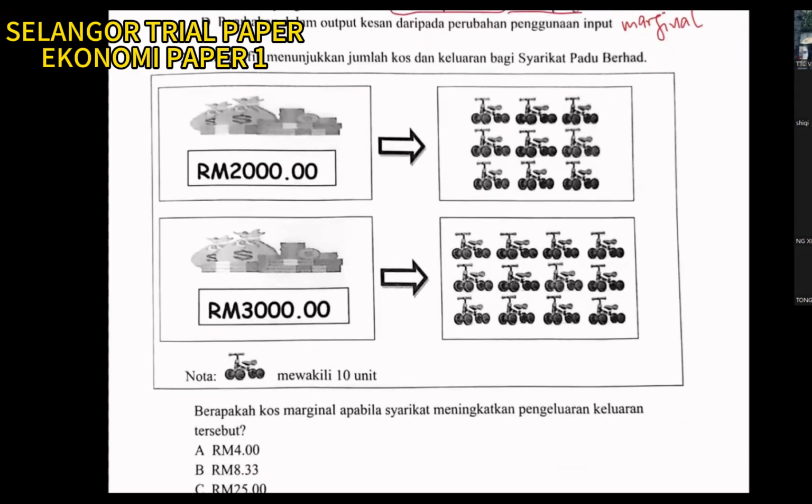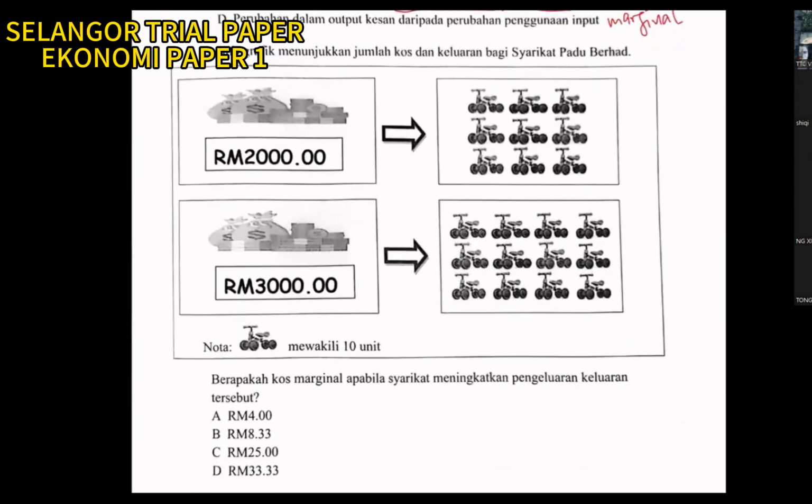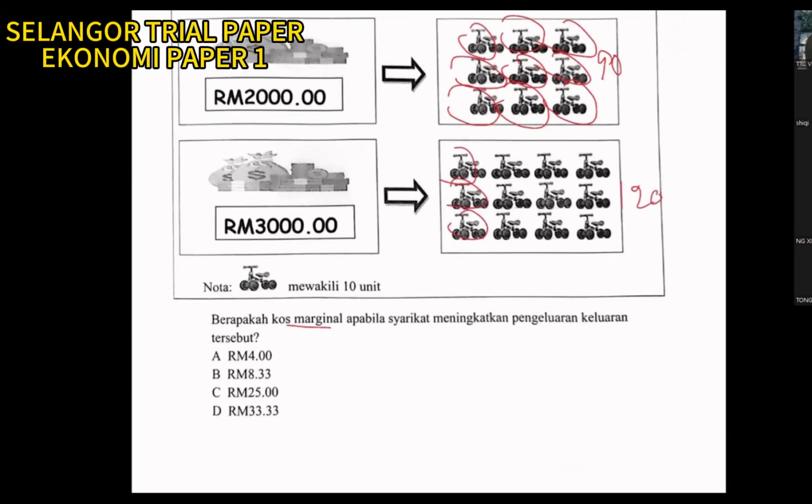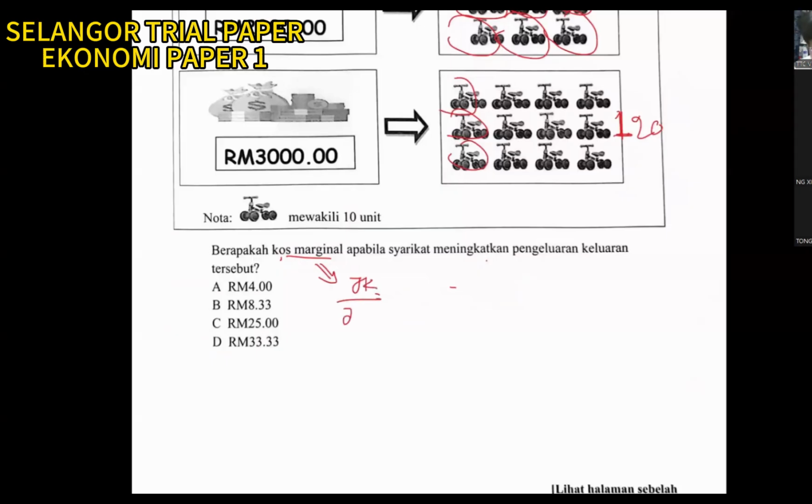Oh my god. I found that this looks like kindergarten mathematics, man. 2,000 ringgit, you can produce 1, 2, 3, 4, 5, 6, 7, 8, 9, 90. I don't know what that is. Is it a bicycle? I think it's a bicycle. 3,000, 1, 2, 3. 4, 3, 12. So 120. So they ask you what is the marginal cost. How to calculate marginal cost? Jumlah cost divided by jumlah output.